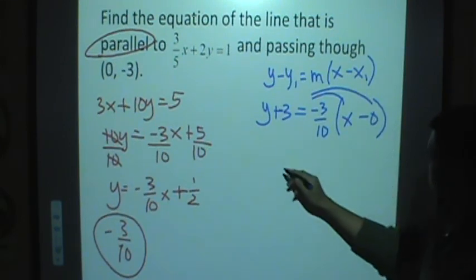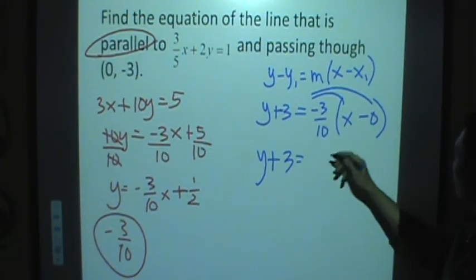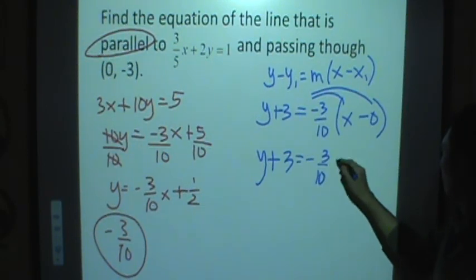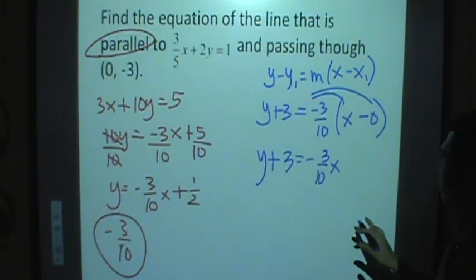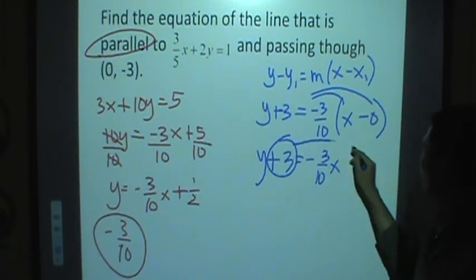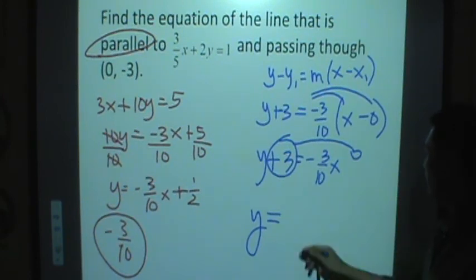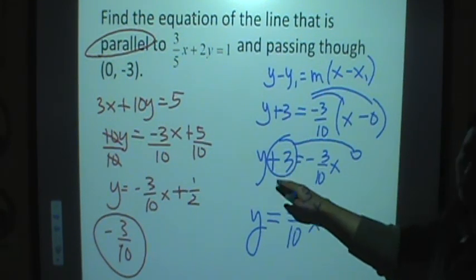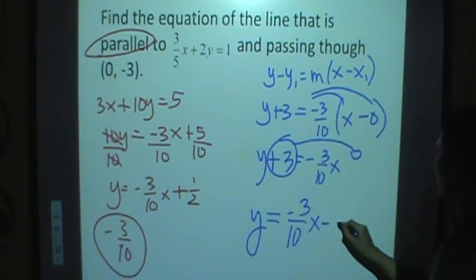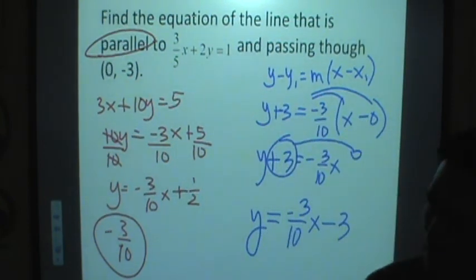Distribute. Negative 3 over 10 times x is negative 3 over 10 x. Negative 3 over 10 times 0 is just 0. So now we can move the 3, past the plus 3, and now we have y equals negative 3 over 10 x plus 3 over becomes negative 3. Done. That is the final answer.